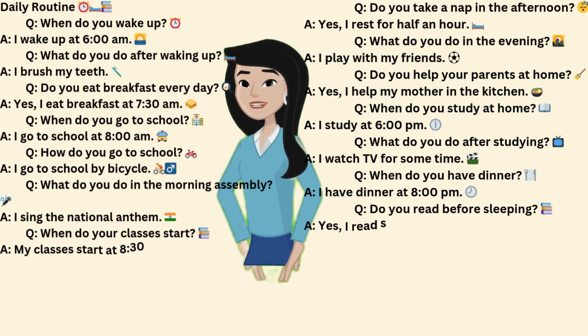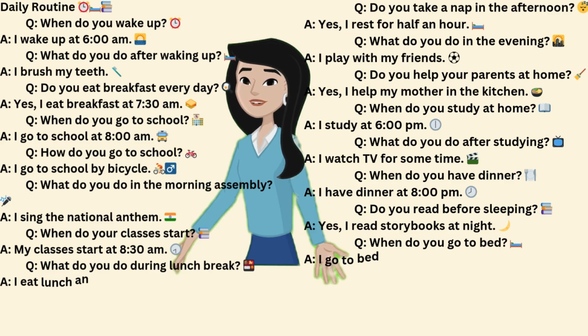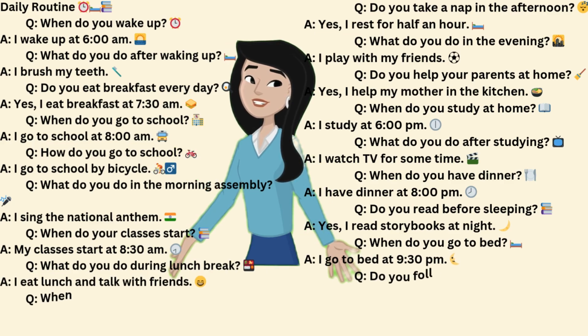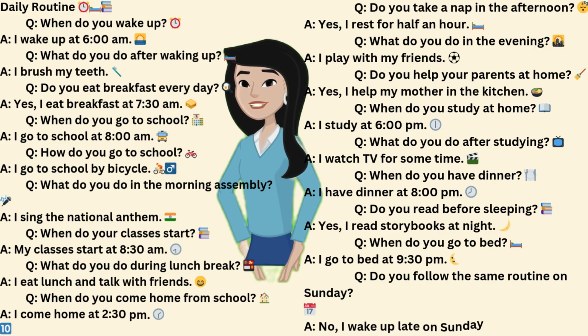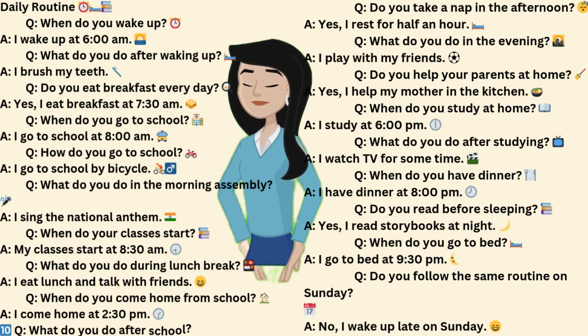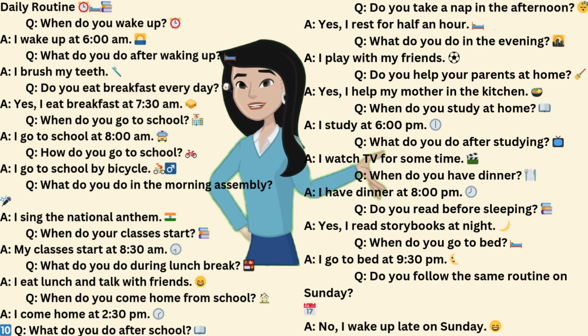Question: When do you go to school? Answer: I go to school at 8 a.m. Question: How do you go to school? Answer: I go to school by bicycle. Question: What do you do in the morning assembly? Answer: I sing the national anthem.